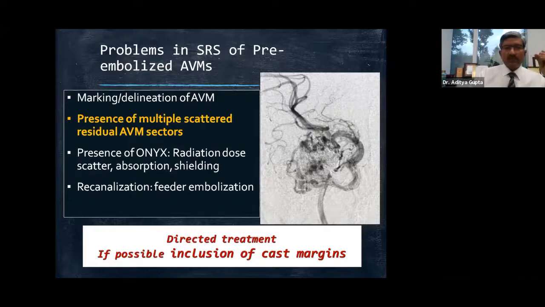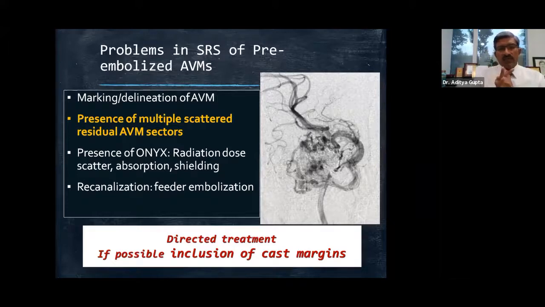Now, one of the problematic scenarios is when you have multiple scattered sectors of an embolized AVM, and as you can see in this slide, it is really a nightmare to develop a good contour which is safe for the patient. Apart from that, presence of Onyx, which is the favored embolization material, leads to potential problems in absorption, shielding, scatter of the radiation, and so on.